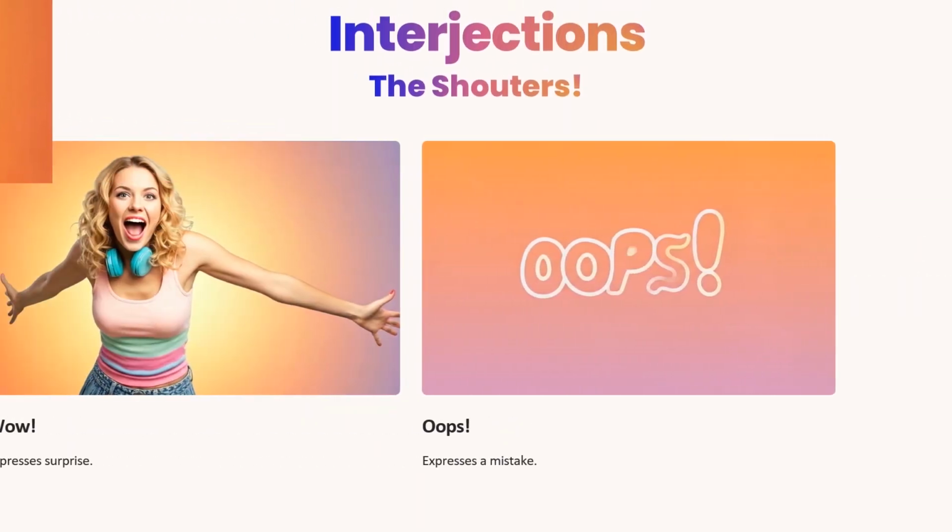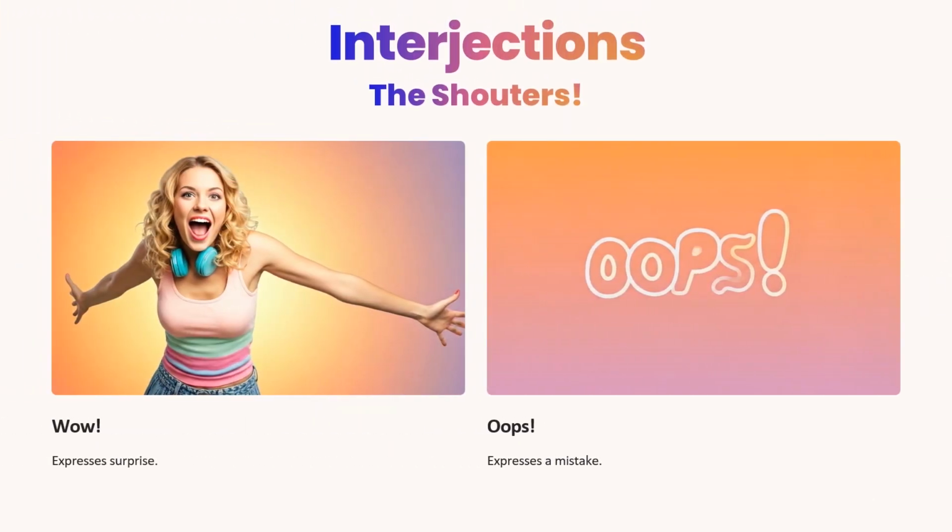Okay, let's get to the last one. Interjections. Interjections are the shouters. They are the excitement of the sentence world. They are those little words you shout when something surprising or emotional happens. For example, wow, oops, oh no, ouch. So look, they are like the dramatic friends who are always yelling something fun or shocking. They don't talk much, but when they do, they make sure you notice.